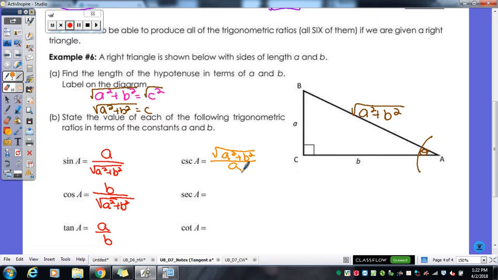So what's secant? The reciprocal of cosine, so square root of A squared plus B squared all over B. And then cotangent is B over A.